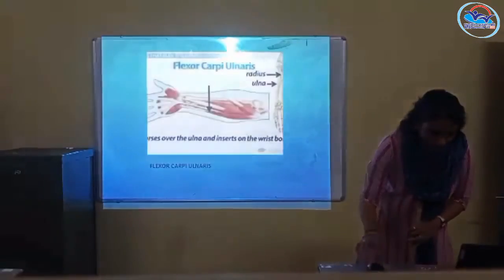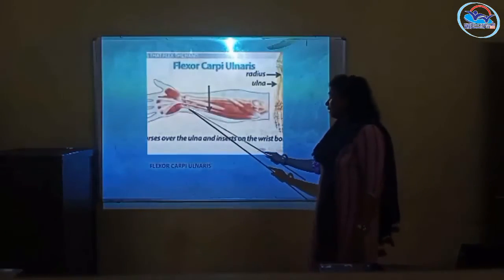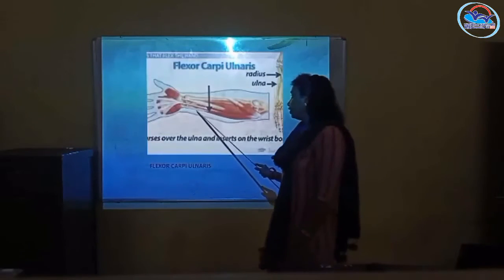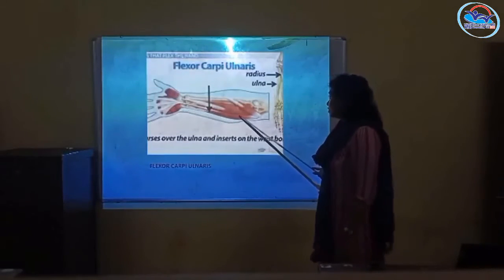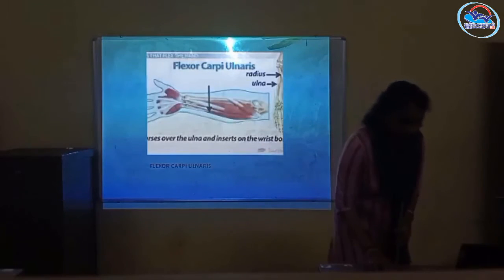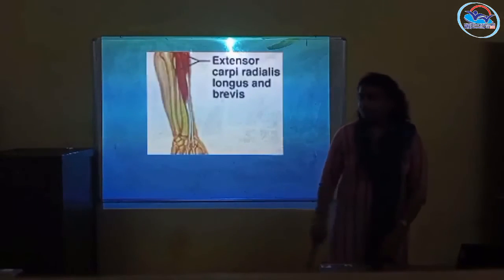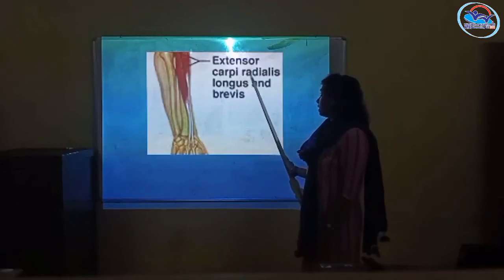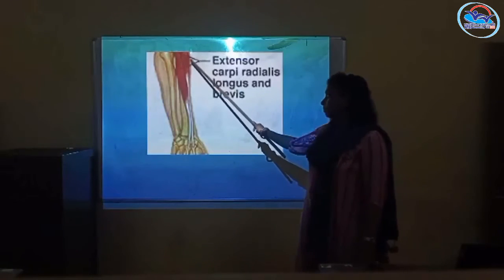And this one is flexor carpi ulnaris. It is found nearer to the ulna bone. Flexor carpi ulnaris. This one. This one is extensor carpi radialis longus and brevis.